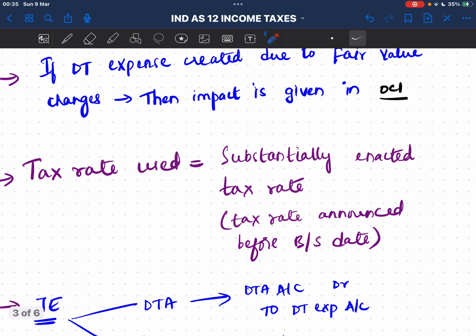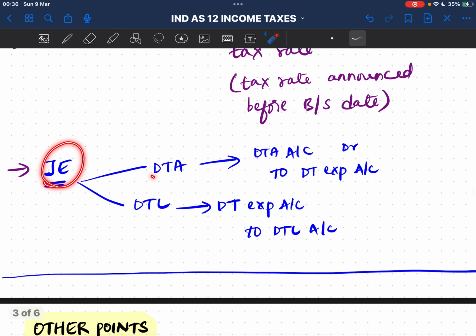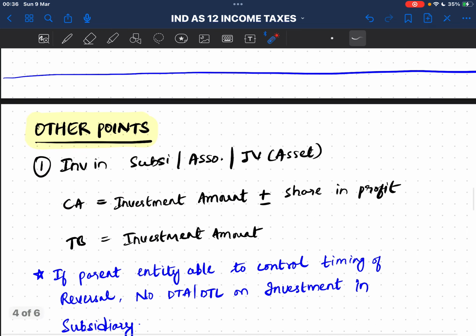Tax rate used is equal to substantially enacted tax rate. Tax rate announced before balance sheet date. Journal entry for DTA: DTA account debit to deferred tax expense account. Deferred tax liability: deferred tax expense to deferred tax liability account, DTL account.